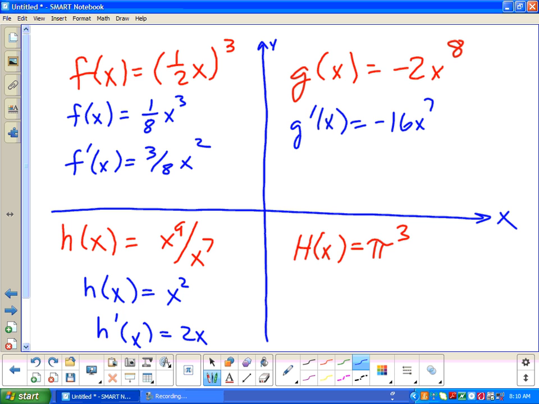All right. And the last one. If you start pulling the exponent down, I'm going to kick you because this is just a constant cubed. Derivative of a constant is always 0.